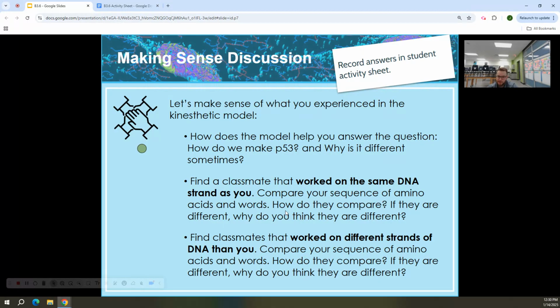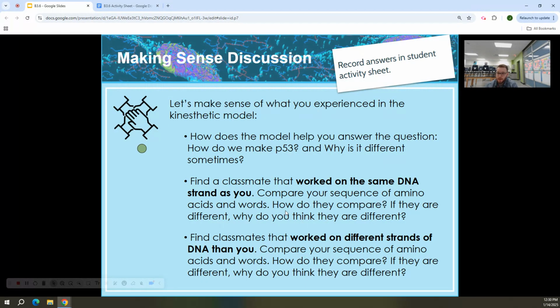Don't use someone different, or your sentences will be different because your strands were different. Anyway, you're going to compare the sequence of amino acids and words and see how they compare. If they are different, why do you think they are different? So you're going to find someone, again, with the same strand as you, and they should have the exact same amino acid sequence, those 3-letter abbreviations put together, and the same sentence at the end, that same end product.